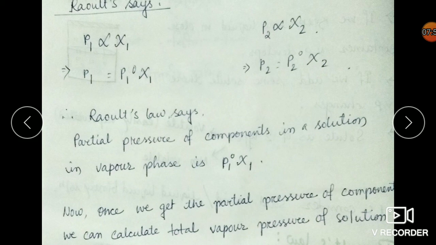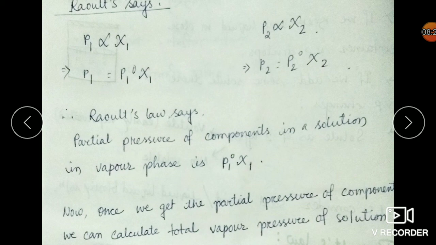So Raoult's law says what? It says the partial pressure of a component in a solution in the vapor phase is P1 naught into the mole fraction x1. It is the product of the vapor pressure of the pure entity, solute or solvent, and the mole fraction. So that is the partial pressure.